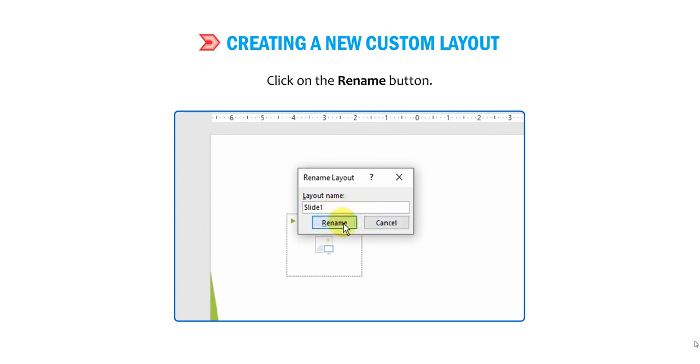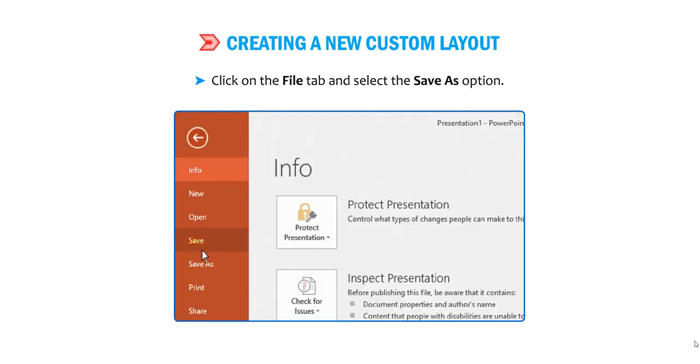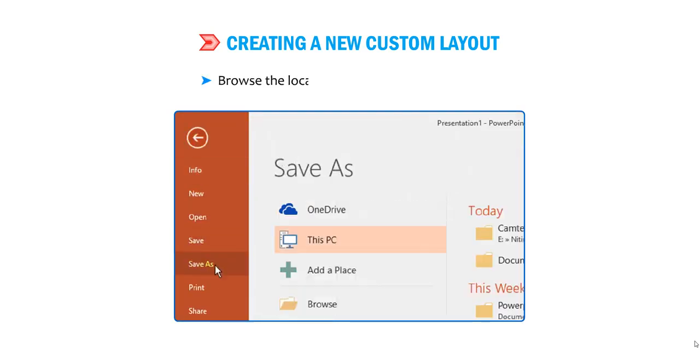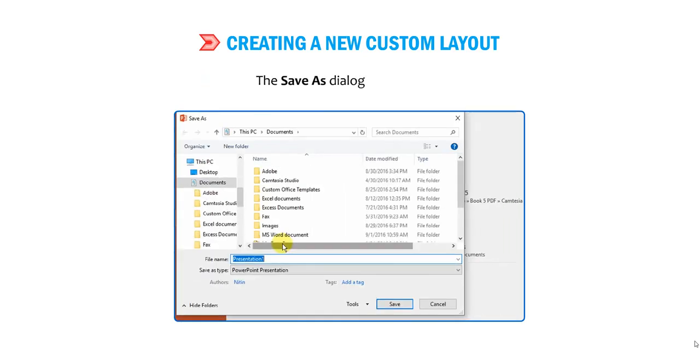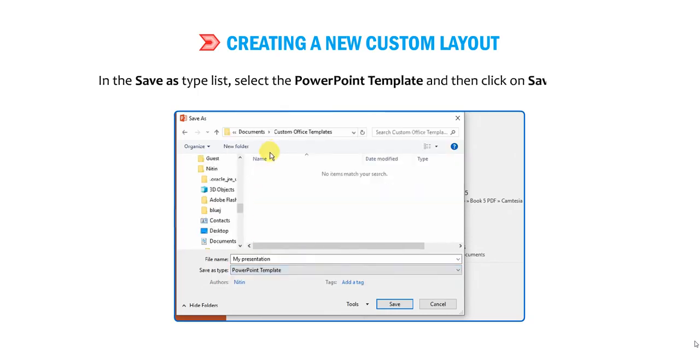Click on the Rename button. Click on the File tab and select the Save As option. Browse the location from the Save As window. The Save As dialog box appears. Type a file name in the File Name box. In the Save As type list, select the PowerPoint template and then click on Save option.